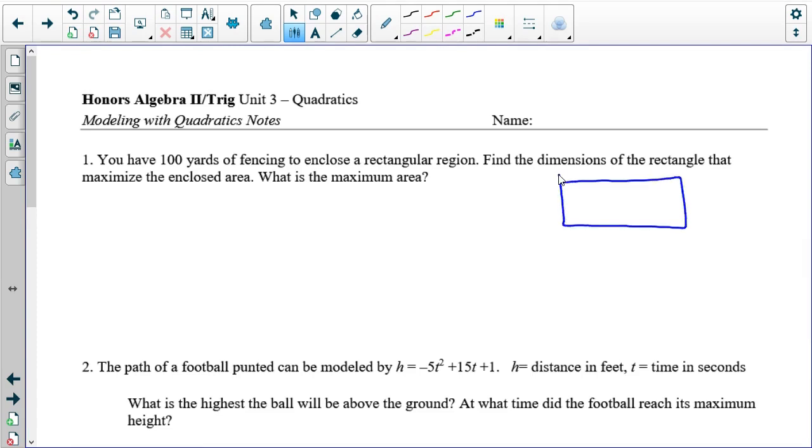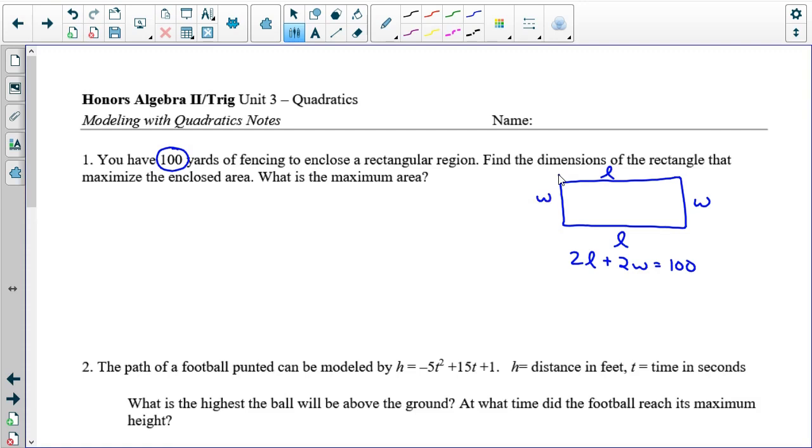So let's say we have a rectangle, and I'll call one side the length and one side the width. If I know that there's 100 yards of fencing total, I know that 2L plus 2W has to equal 100 because I have 4 sides of this thing.